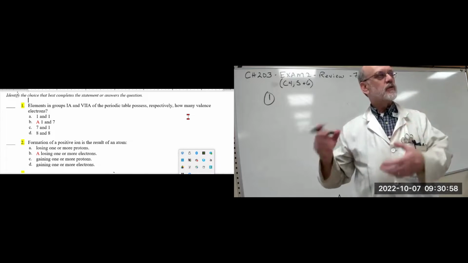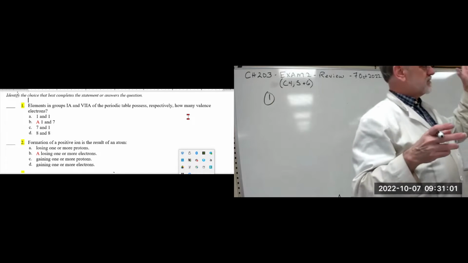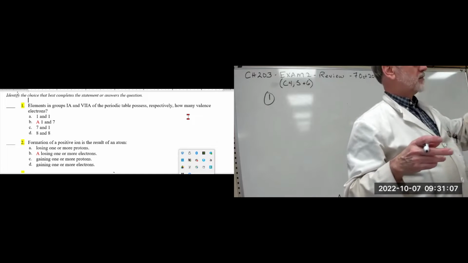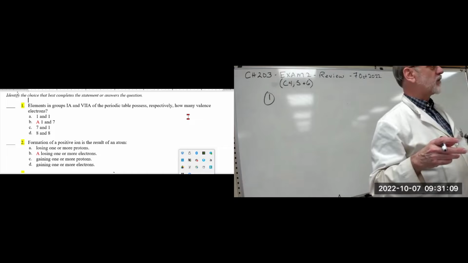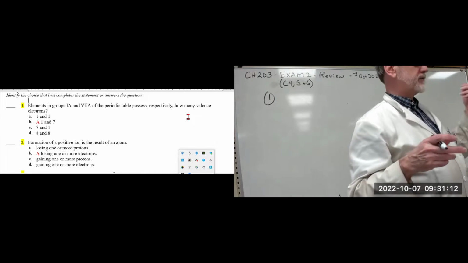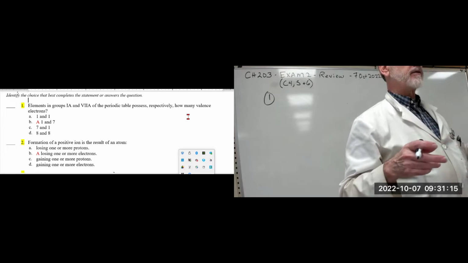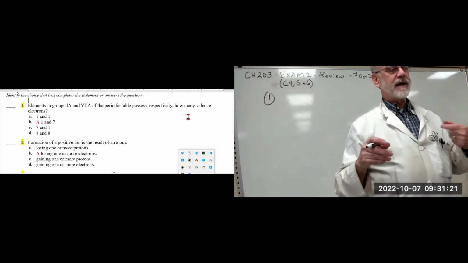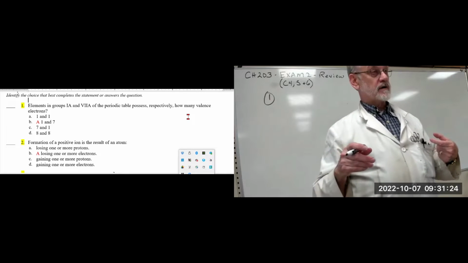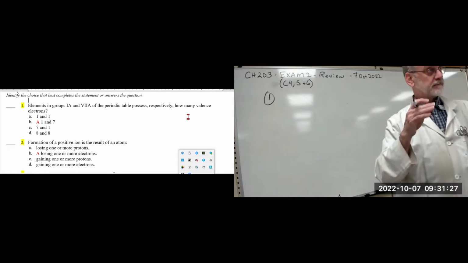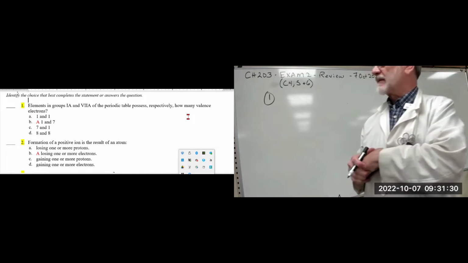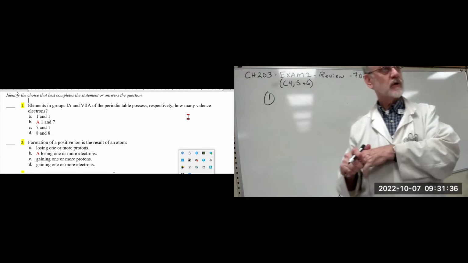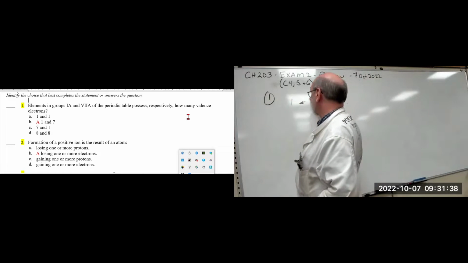If you use the Roman numeral system, where alkaline metals are Roman numeral 1, alkaline earths are 2, boron group is 3, carbon group is 4, pnictogens are 5, chalcogens are 6, and halogens are 7. Those Roman numerals tell you exactly how many valence electrons there are in that family, right? So 1 and 7 means 1 and 7 valence electrons. Okay, that's why the answer is B. They're 1 and 7.